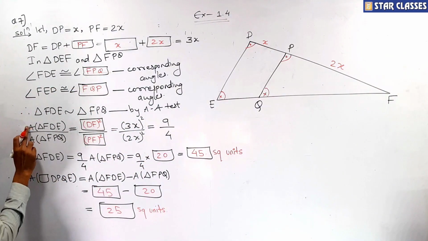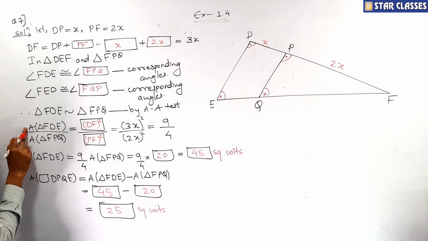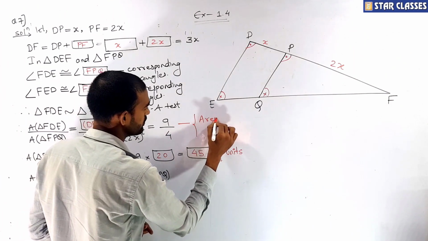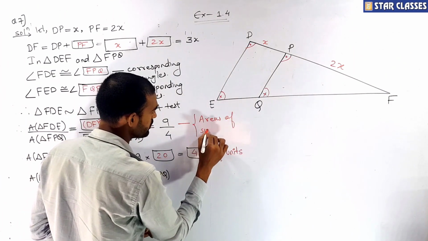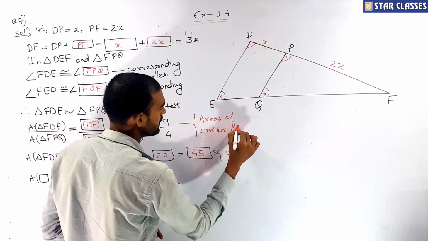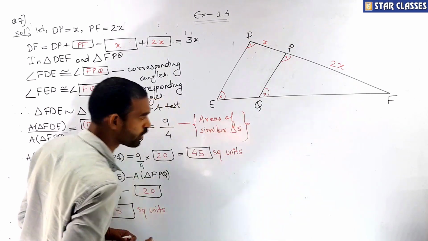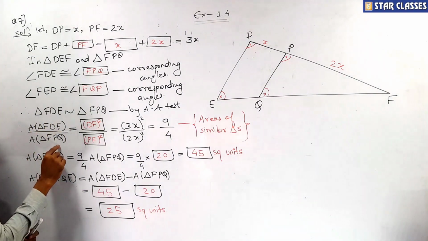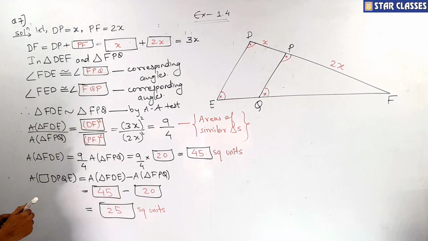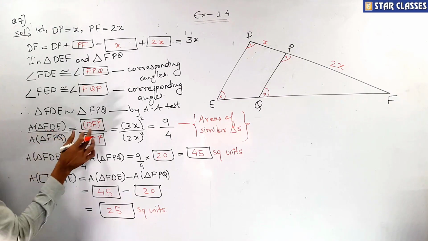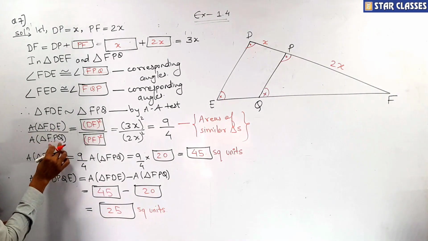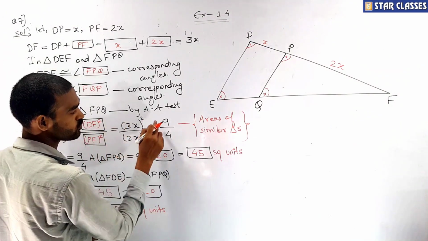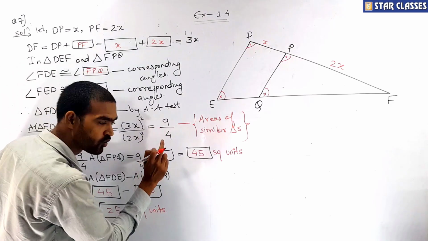Next one. Since the triangles are similar, therefore we'll apply the areas of similar triangles theorem or property. So this property we are applying. Area of triangle FDE upon FPQ is equal to, what is my first side? My first side is FD square, and FP square. Right? The values are given, 3x and 2x. Squaring will give you 9 upon 4.